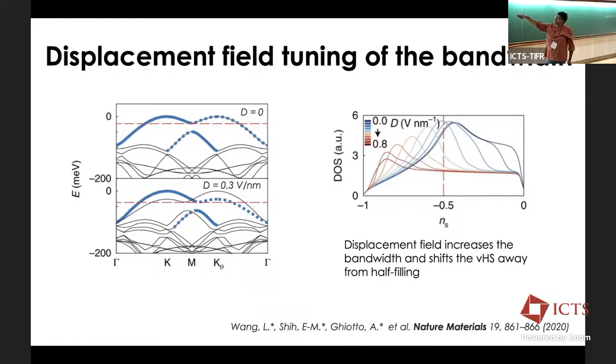This peak in the density of states occurs somewhere between the top of the band and the bottom of the band. And as I apply this electric field, I can tune where this Van Hove singularity lies by just changing the value of the electric field. And this is a very important thing.